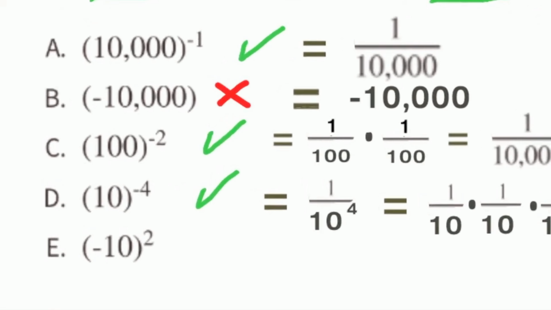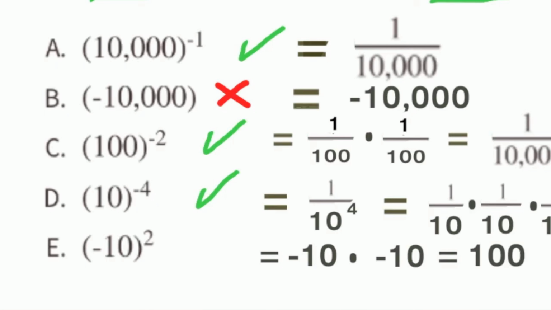And finally, E. Inside the parentheses, we have negative 10, and outside the parentheses, we have to the power of positive 2. That represents negative 10 times negative 10, or negative 10 squared. Since a negative times a negative is a positive, and 10 times 10 is 100, the value for E is 100, so I would not select E.